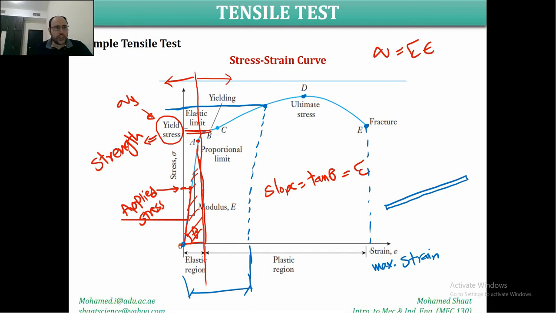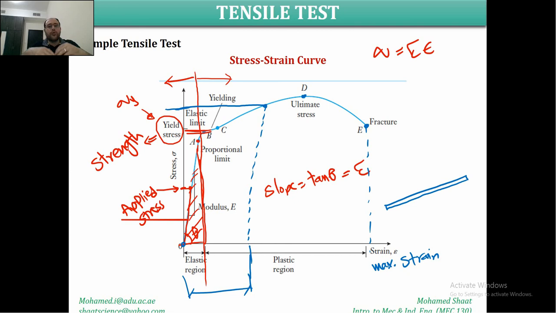There are some materials that can be strained so much till they are fractured. These materials will be known as more ductile materials. These are ductile materials, and we're gonna discuss the ductility. It is also one of the mechanical properties of materials. But on the other side, material that is going to fracture quickly before showing any amount of strain will be known as brittle material.